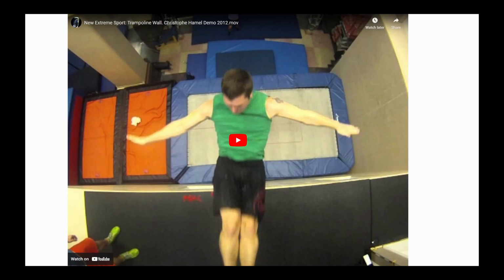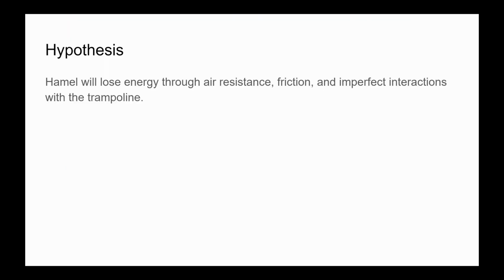The system in this example is Hamel, of course, the pole, the air he falls through, and the trampoline. From the get-go, we can hypothesize that Hamel will lose energy through air resistance, friction, and imperfect interactions with the trampoline.